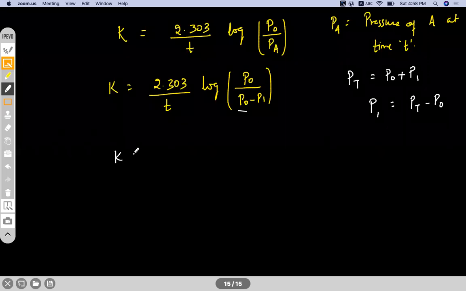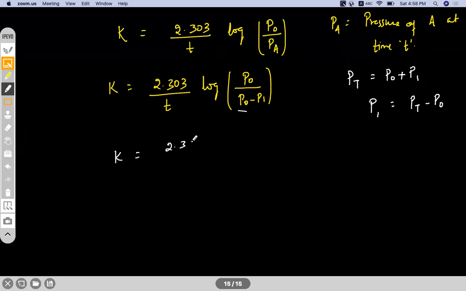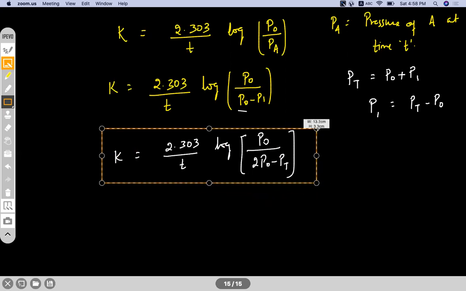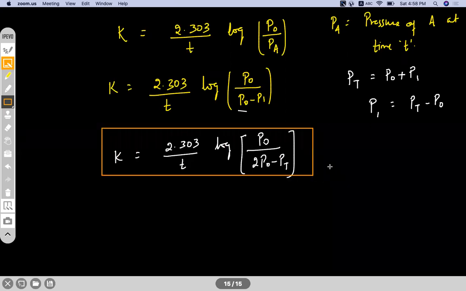So the K expression would be 2.303 by T log of P naught divided by P1, which gives us 2 P naught minus PT, correct? So this is the expression we have. You need to understand how to write down this expression. For data, you don't have to worry. The data will be given. Whatever point the data is given, for that point we'll apply this condition, the pressure of A at that point, B at that point, and all. So this is the expression of K in terms of pressure. Any doubt in this?